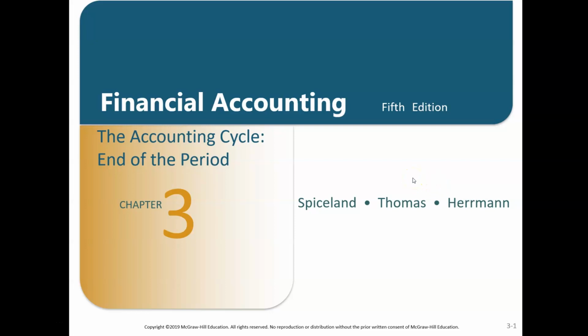This is the rest of the accounting cycle. In chapter 2, you did analyze, journalize, post, and create a trial balance. That's the first part of the accounting cycle. And now we're going to look at end of the period. What happens at end of the period?